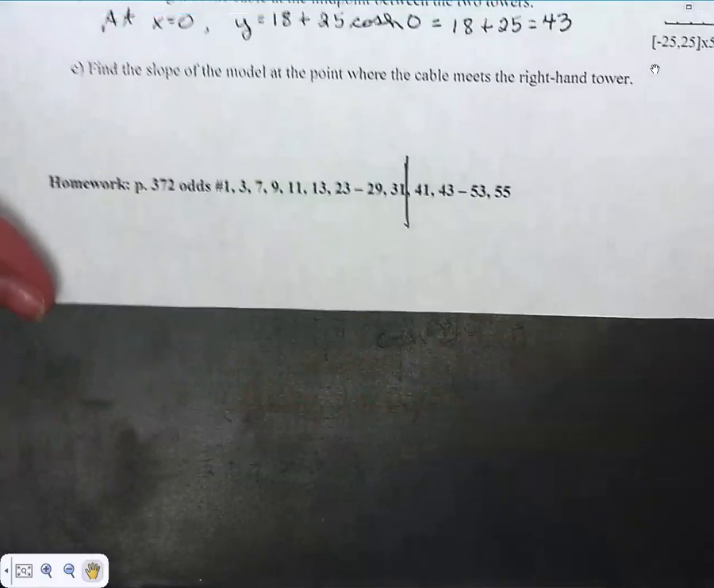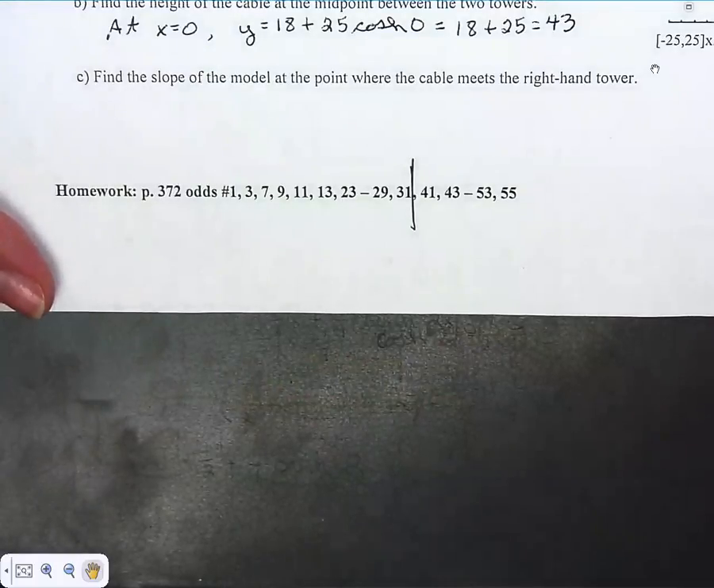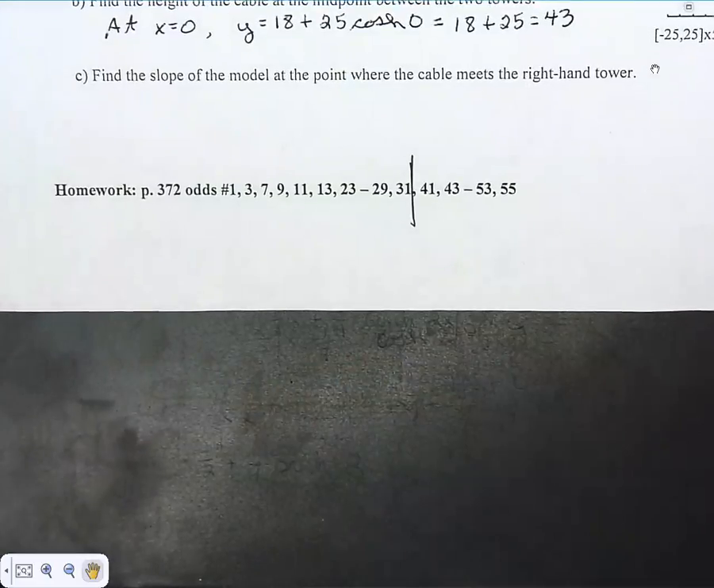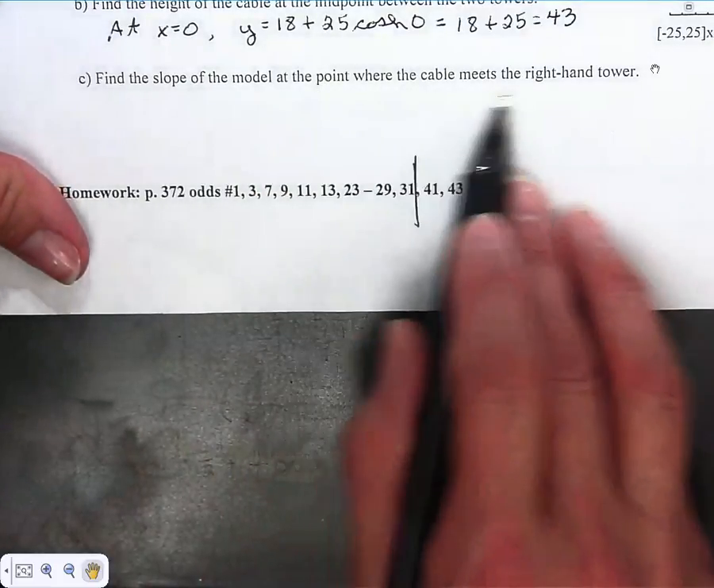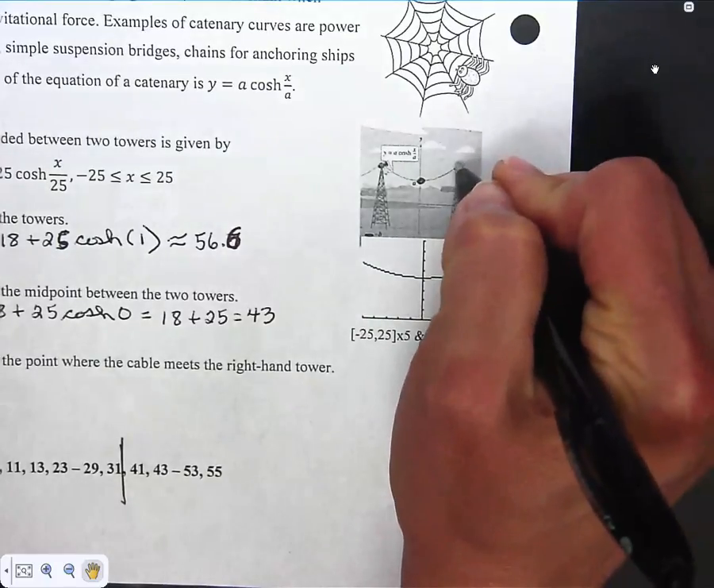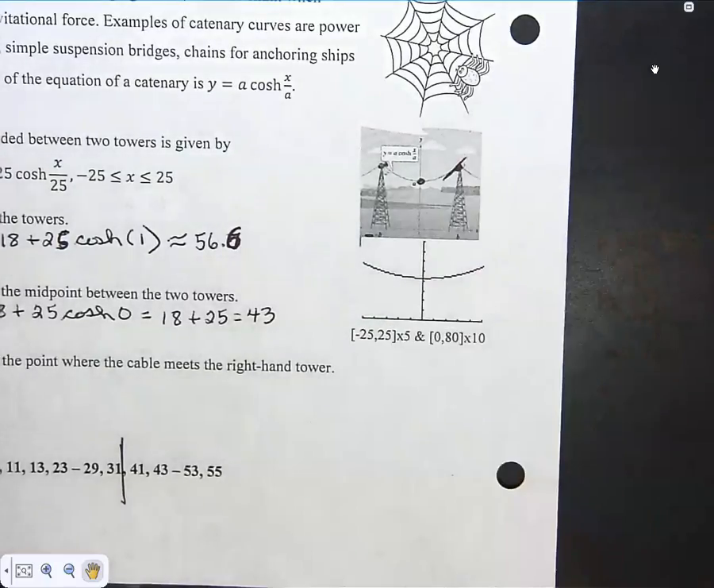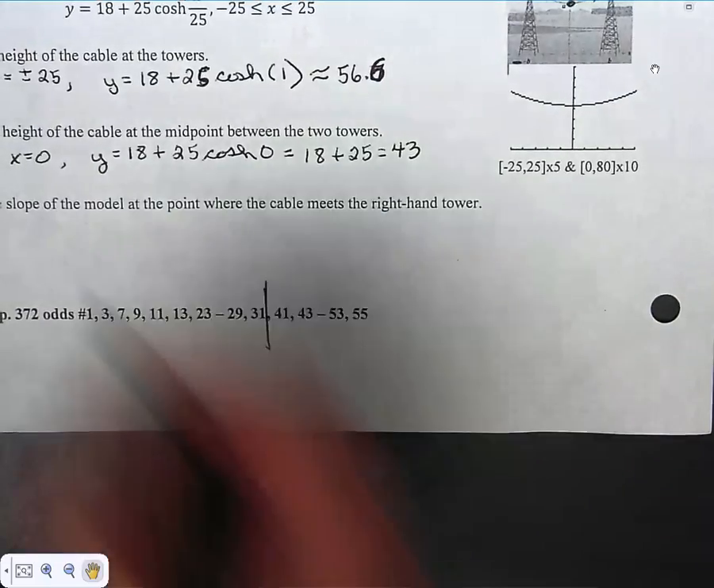And then for the most fun of the day, find the slope of the model at the point where the cable meets the right-hand tower. What does that sound like? That sounds like finding the derivative. Find the slope of the model at the point where the cable meets the right-hand tower. That means right here, find the slope of the tangent line.